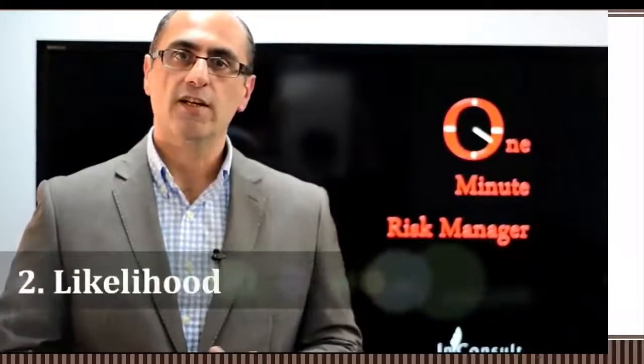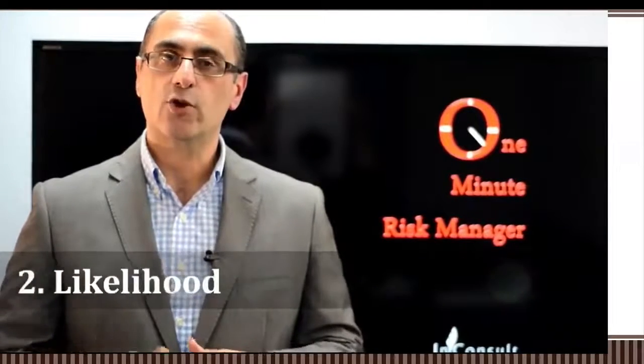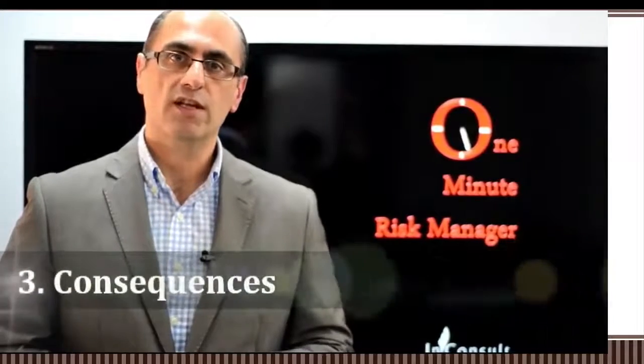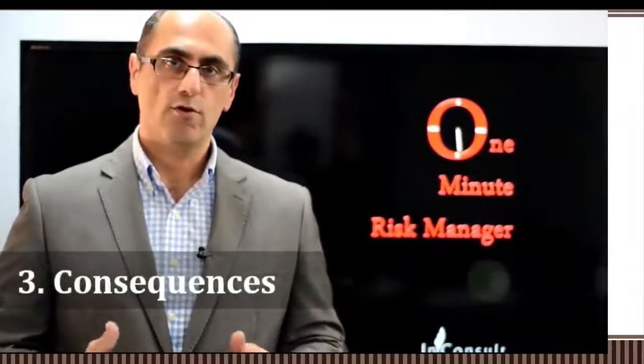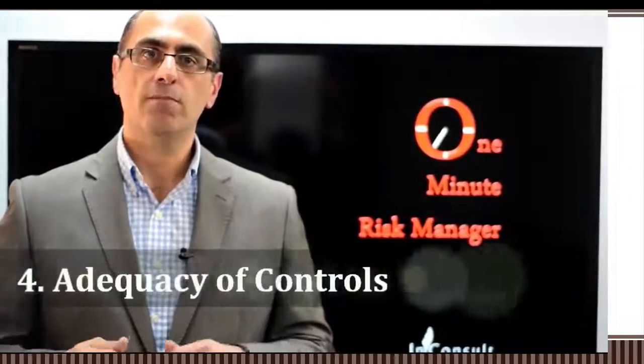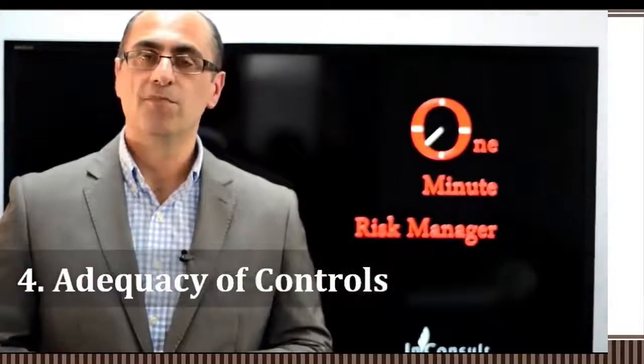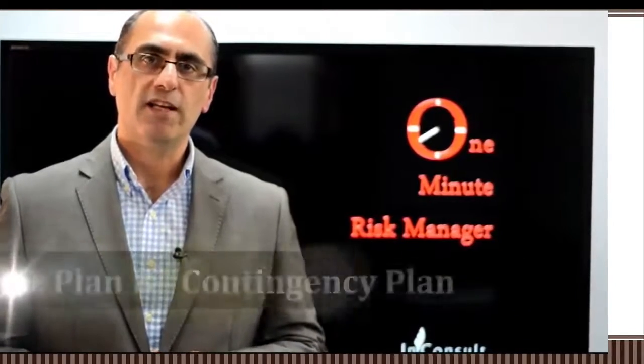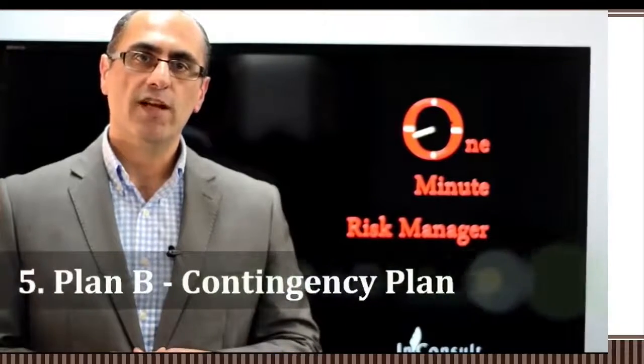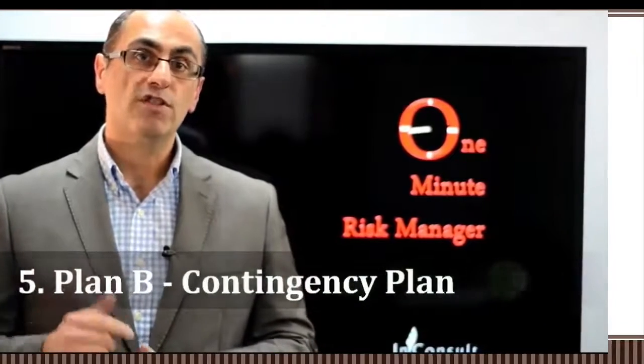2. The likelihood. This is the chance of the risk occurring. Consider previous events and the control environment. 3. The potential impact or consequence of the risk. Consider what it will mean to you, the organisation and stakeholders. 4. The adequacy of controls. Are the controls currently in place to manage the risks adequate? 5. Think about Plan B. Even with all these controls in place, what can you do if the risk occurs?